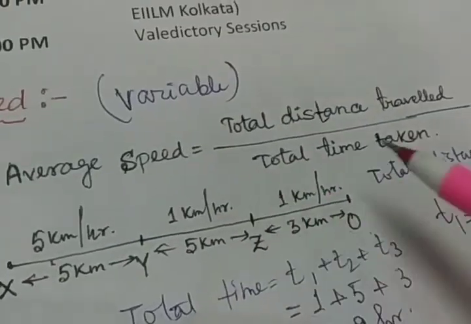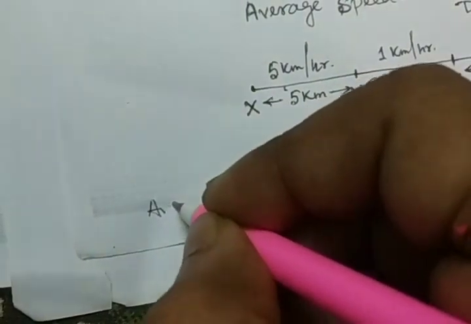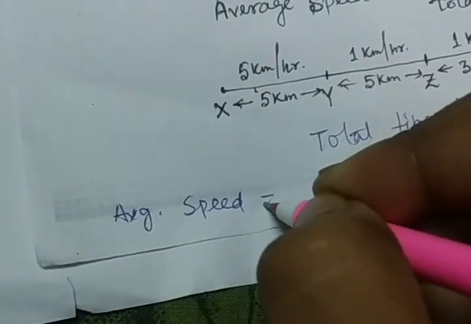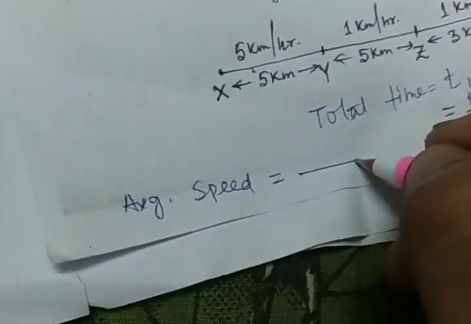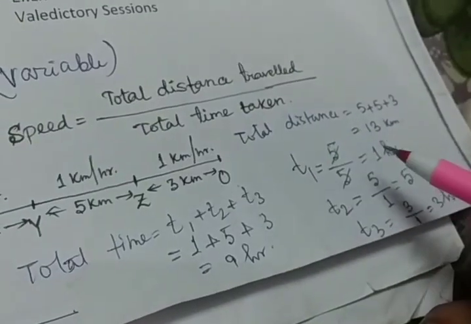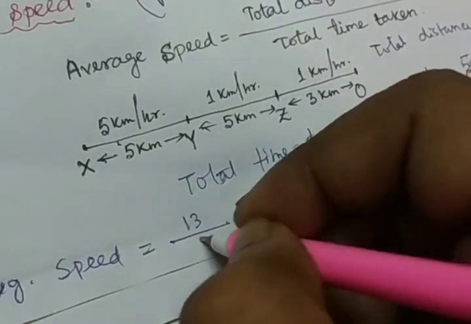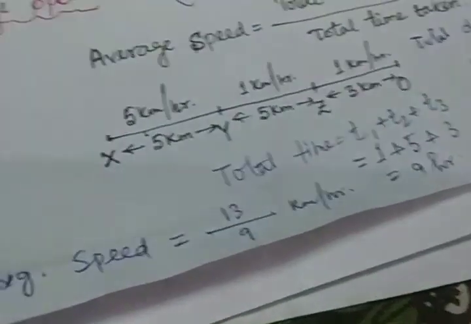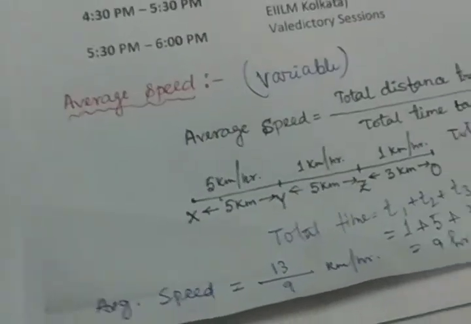Okay. So now the main formula: average speed is equal to total distance by total time taken. So now calculate the average speed. I am writing AVG. Average speed equals total distance by total time taken. Total distance already calculated is 13, and the time taken is 9. So 13 by 9 km per hour. Do you understand? This is how you have to solve the average speed.